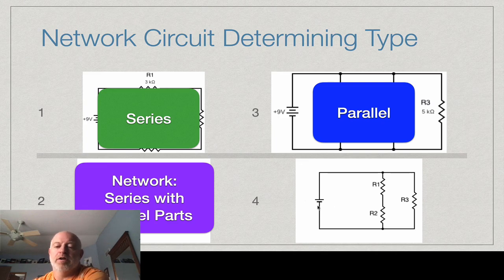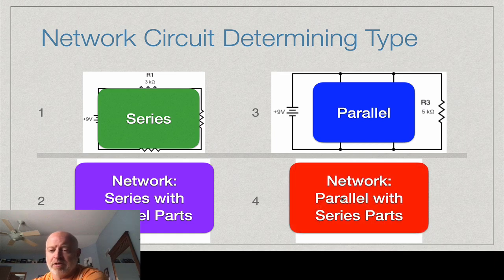In 4, we have our circuit coming from our battery, and we have a split. So we know we have parallel, but within one of the pathways, we have more than one resistor. So we actually have a series inside of our parallel network, okay? So in this case, we have a parallel network with series parts inside of it, okay? So that's what we're kind of looking at for our different determinations.